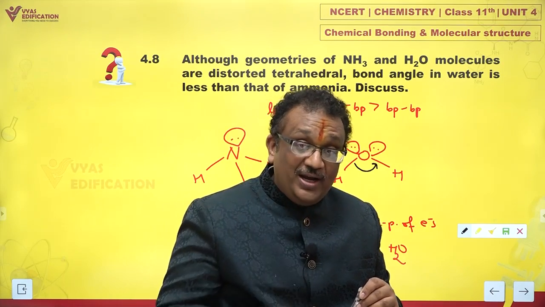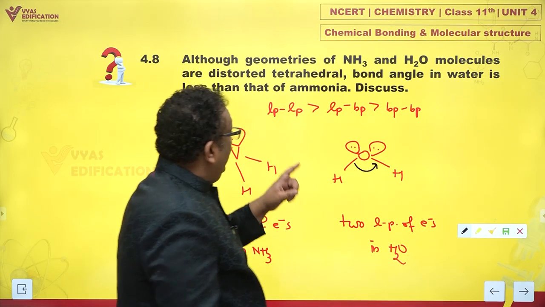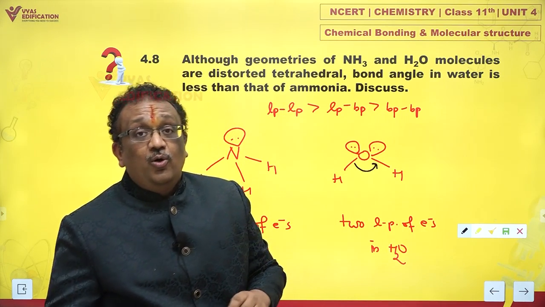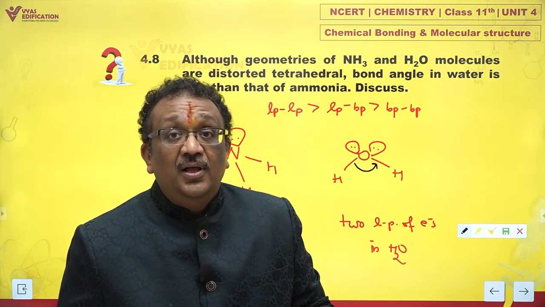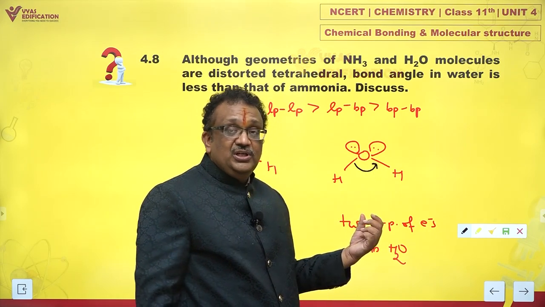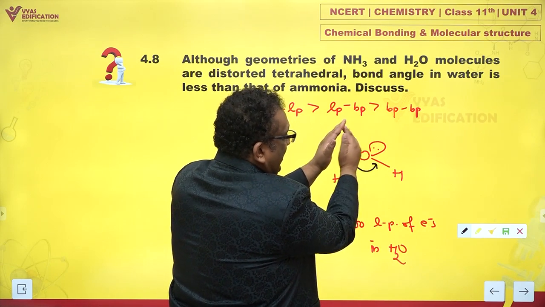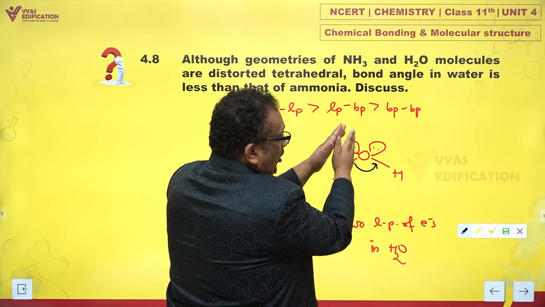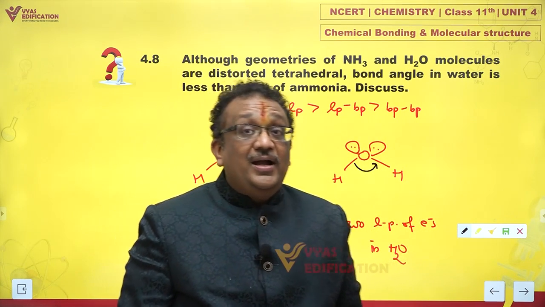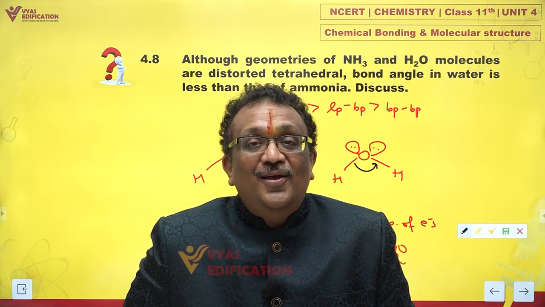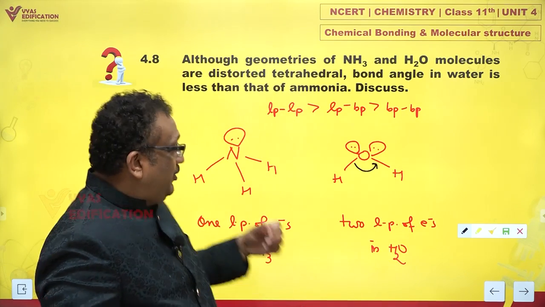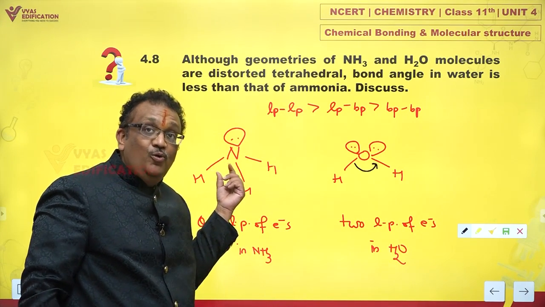Right? So what do we write? What do we say? We say that due to greater repulsions between two lone pairs present on oxygen atom in water, they push the hydrogen atoms closer to each other because they are trying to repel. And if they go away from each other, in order to escape that repulsion, H atoms will be pushed closer. And as H atoms are pushed closer, the bond angle becomes lesser in HOH as compared to ammonia, because ammonia contains only one lone pair.